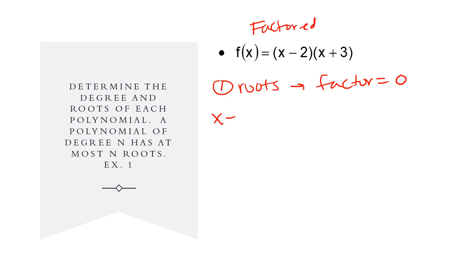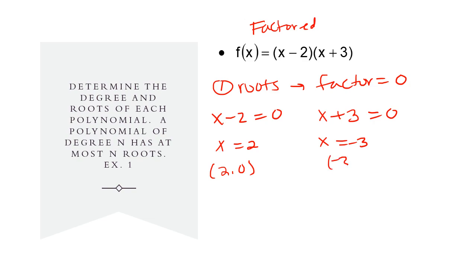So we're going to set x minus 2 equal to 0, and we're going to set x plus 3 equal to 0. So our roots: we have a root at x equals 2, and a root at x equals negative 3, because these are the values that would make these true statements. So in terms of writing it as an x-intercept, it would be at (2, 0), and this would be at (-3, 0). So this is where the graph would cross.